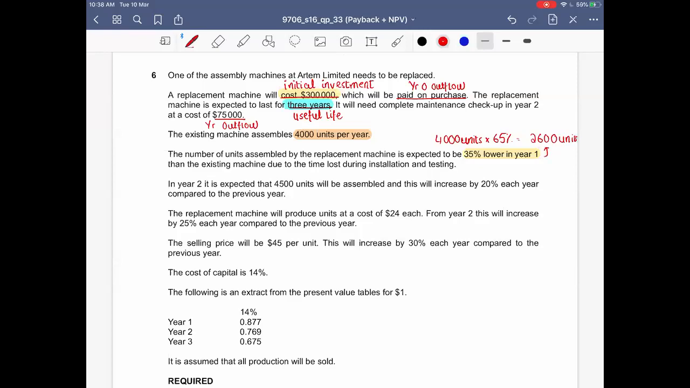The replacement machine will produce units at a cost of $24 each. That means what is the cost of producing a single unit? 24.